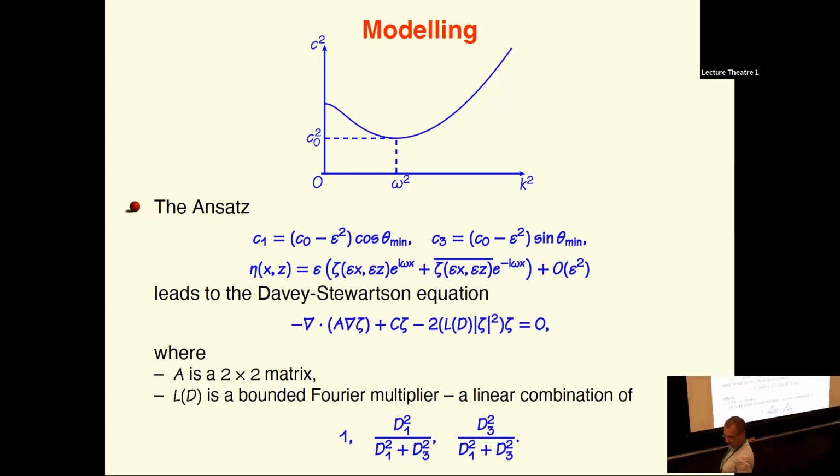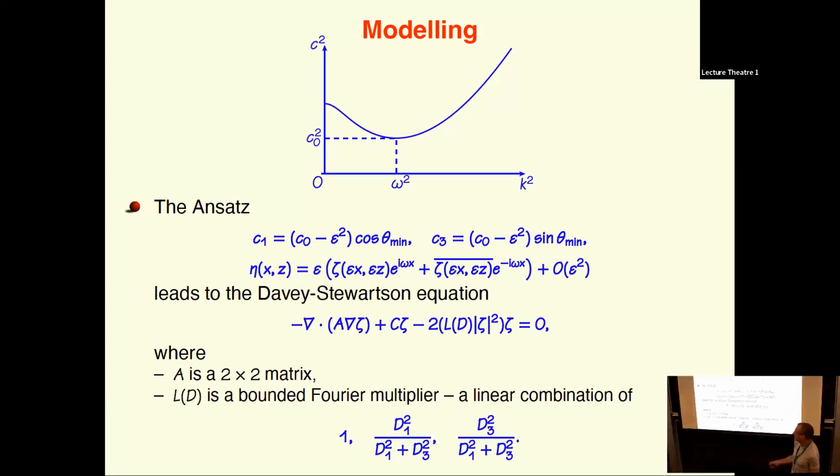Let me put it this way. You probably haven't seen the Davey-Stewartson equation written like this before, but it is just an equation of Davey-Stewartson type. So this A is a matrix. This L is a Fourier multiplier operator. It's a linear combination of these three with coefficients which depend, in a hideous way, upon alpha and beta. I really want to underline hideous in blood here. So I've done the calculation once. I have to do it again at least one more time to make sure that it's plausible.